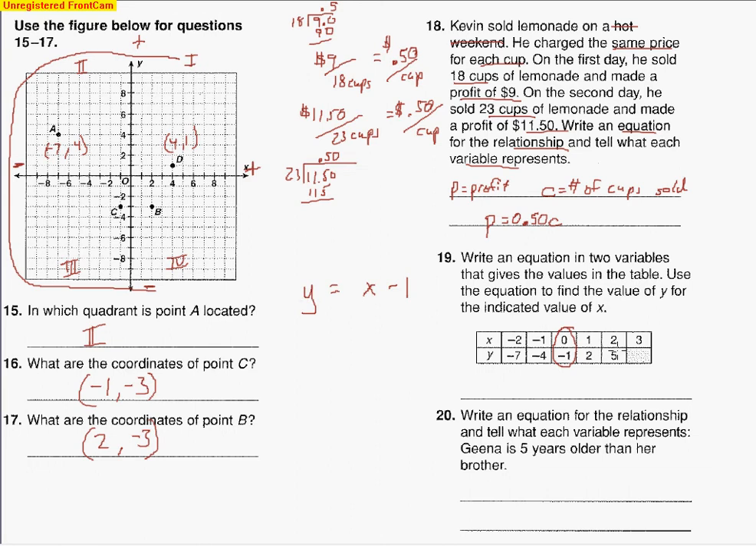Now we've got to see if it works, and if it doesn't, then we're going to have to multiply the x value by some number. So let's try the next one. If I plug in 1 for x, 1 minus 1, that makes 0. But that does not match 2, so I know that's wrong. So what I need to do is figure out what number I would have to multiply the x by so that I would get 2 eventually.